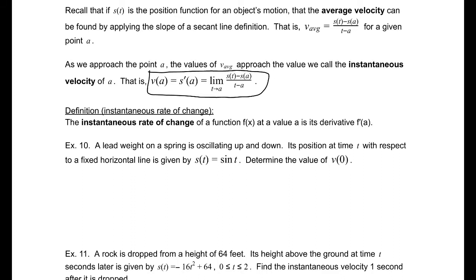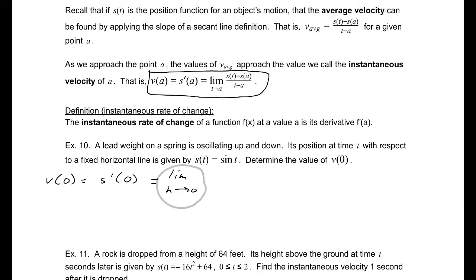A lead weight on a spring is oscillating up and down. Its position at time t with respect to a fixed horizontal line is s of t equals sine t. Determine the value of v of 0. Okay, so v of 0 is s prime of 0, which is the limit as h goes to 0 of, well, f of a plus h. So in this case, s of a plus h. Oh, I guess I should go ahead and use that version of it, shouldn't I?